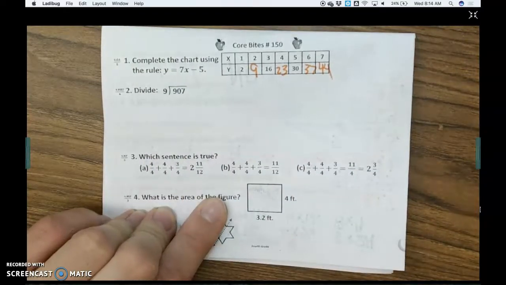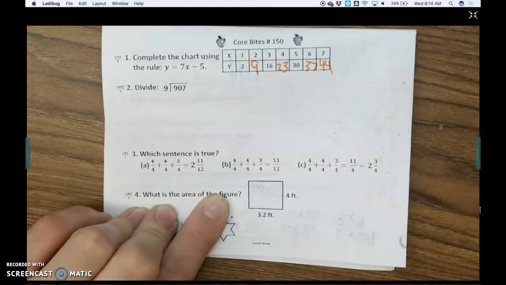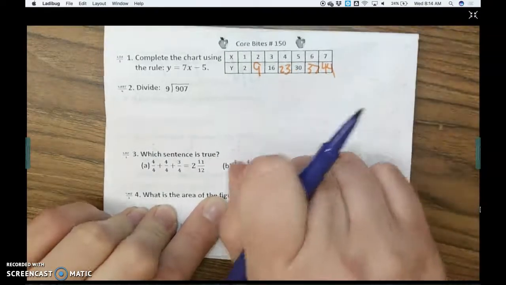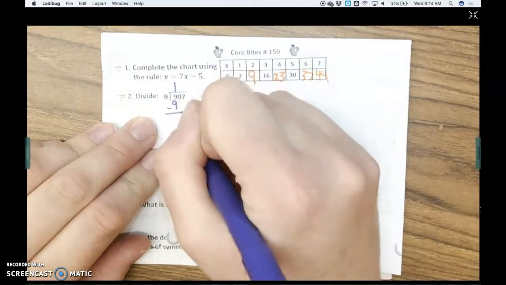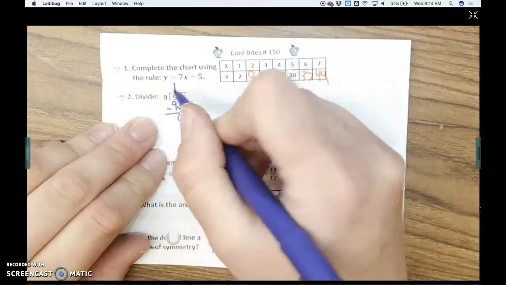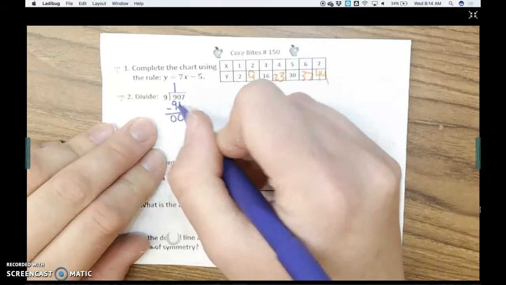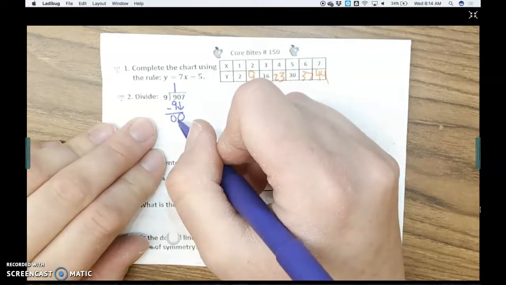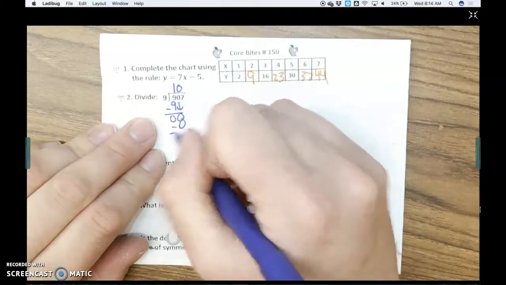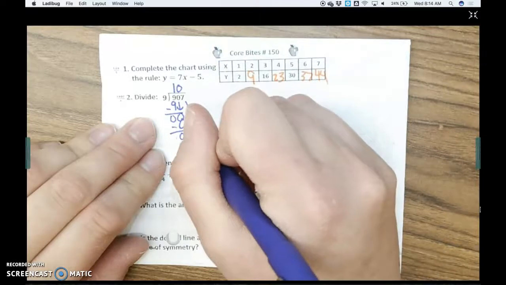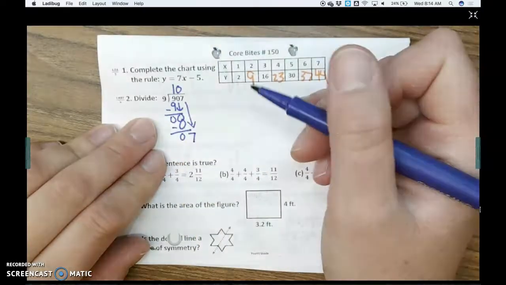For number 2, you're dividing. 907 divided by 9. So they've already got it set up for you. So 9 times 1 will give you 9. Bring down your 0 because 9 minus 9 is 0. Then bring down your next number. 9 cannot go into 0, so just say 0. 9 times 0 is 0. 0 minus 0 is 0. Bring down your 7. Okay?